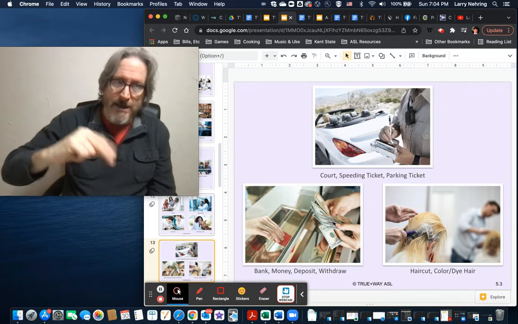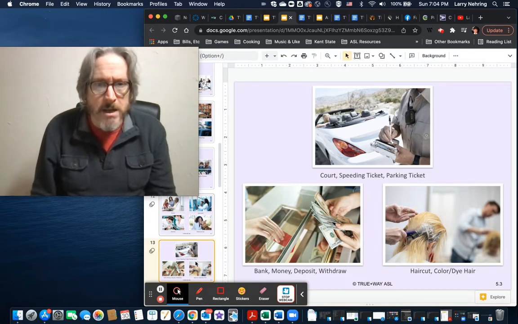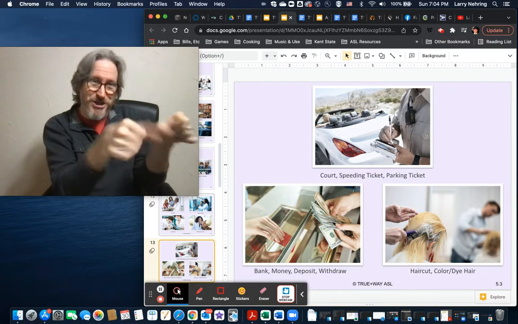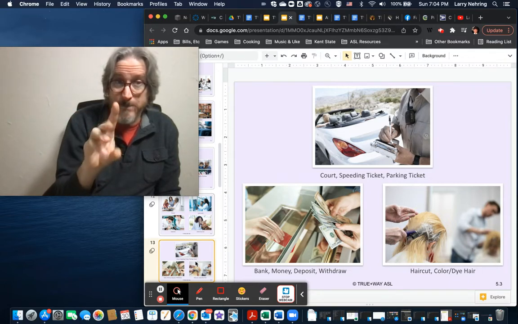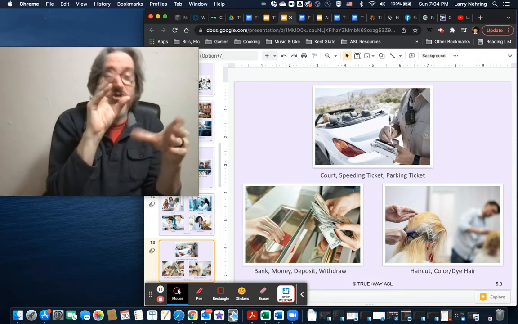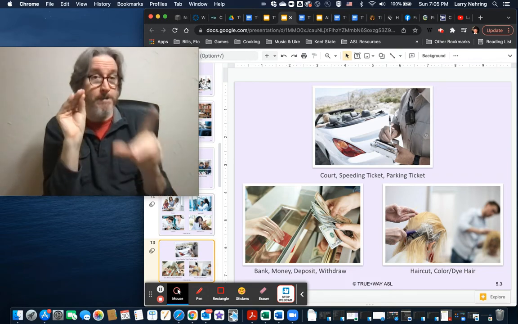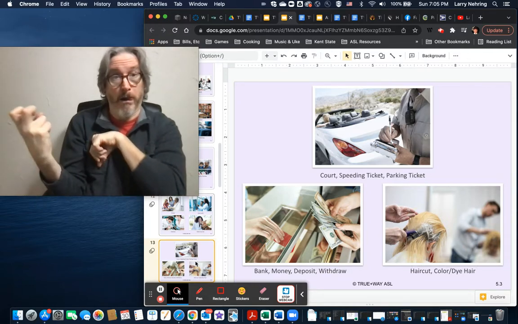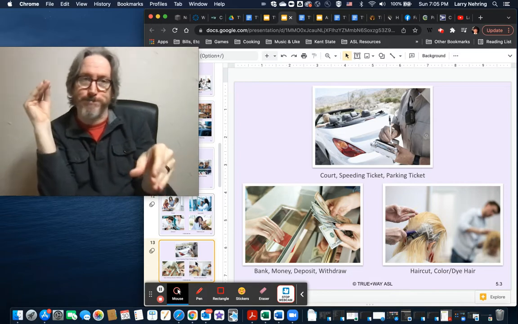Bank, B-A-N-K. It's one of those fast ones, bank. Money. And you can deposit, you take your two thumbs and push it in the deposit slot. Withdraw, this is also similar to what we do with school, with classes, WD, withdraw. You can also do money take out. You can use this for deposit too. Money I'll put in there, make a deposit, or money I'll withdraw. You do not want to sign this because this means to steal. Don't do that. Money boom, or withdraw.